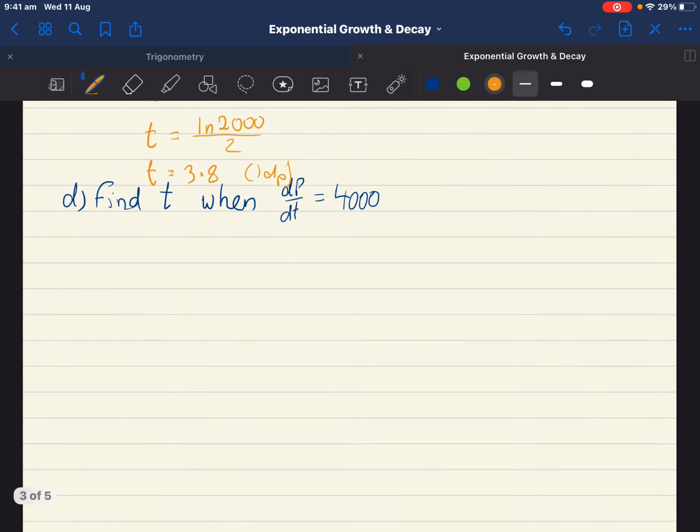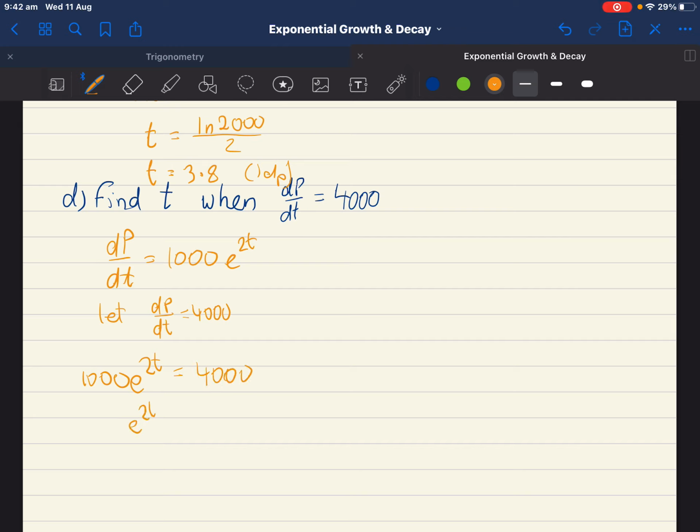Okay, and final part, find t when dP/dt is equal to 4,000. So again, look at what your formula is. I believe dP/dt was 1,000 e^(2t), and we're going to let dP/dt equal 4,000. So in other words, we end up with this equation, and again, you just solve it like you always do.